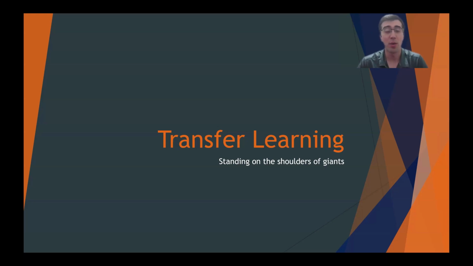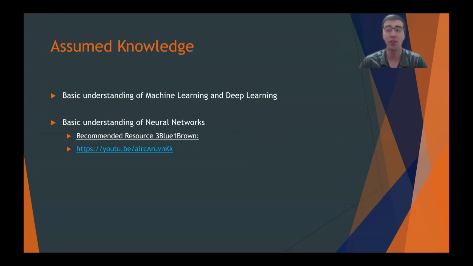Hello, everyone. Today we're going to talk about transfer learning and how it allows data scientists to stand on the shoulders of giants. Before we get started, I'm going to assume that you have a basic understanding of machine learning and of deep learning, as well as a basic understanding of neural networks. If you'd like a refresher on what neural networks are and how they work, I'd strongly recommend this resource from YouTube on a channel called 3 Blue 1 Brown.